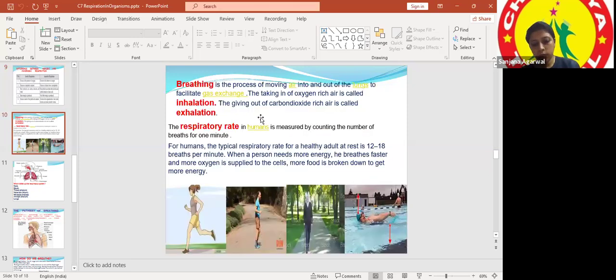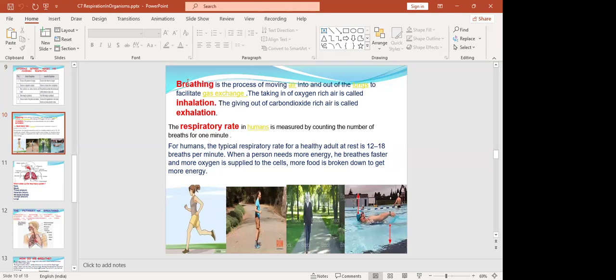Kritij, can you please read it? The process of breathing. Breathing is the process of moving air into and out of the lungs to facilitate gas exchange. The taking in of oxygen-rich air is called inhalation. The giving out of carbon dioxide-rich air is called exhalation. The respiratory rate in humans is measured by counting the number of breaths per 1 minute. For humans, the typical respiratory rate for a healthy adult at rest is 12 to 18 breaths per minute. When a person needs more energy, he breathes faster and more oxygen is supplied to the cells. More food is broken down to get more energy.